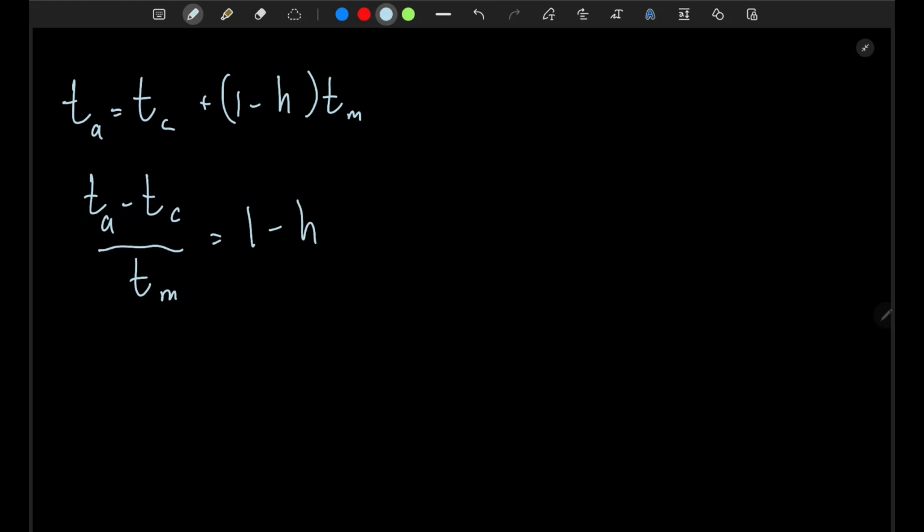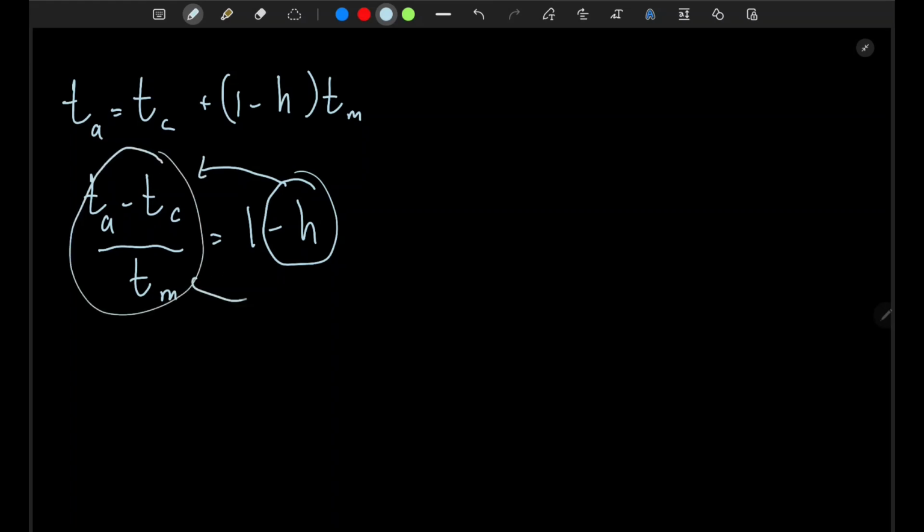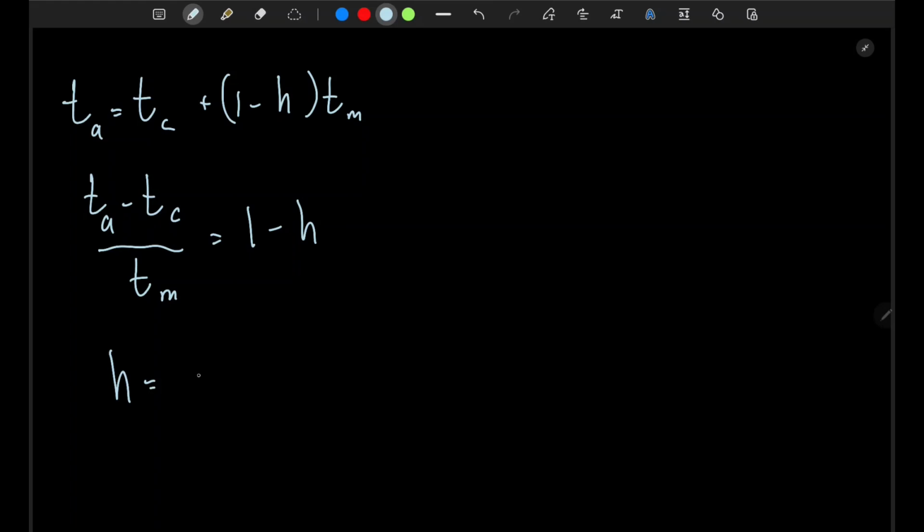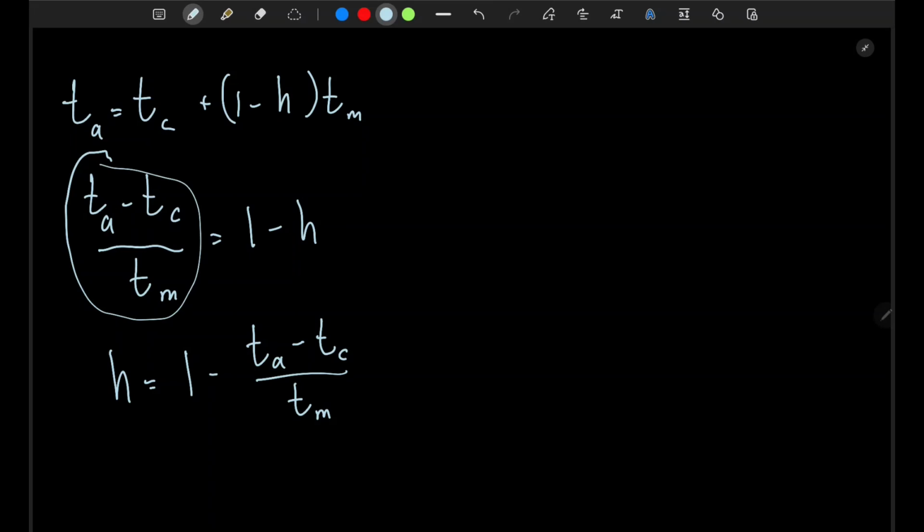And then here, if we look at this where we have this minus h, we can move that over that side and change the sign, and we can take this entire side and move that over and change the sign. And so if we do that, we're going to be left with h is equal to 1 minus TA minus TC over TM. So the big trick here is that once you have this expression, you treat all of this as one big chunk, one number, and then it's easier to manipulate.